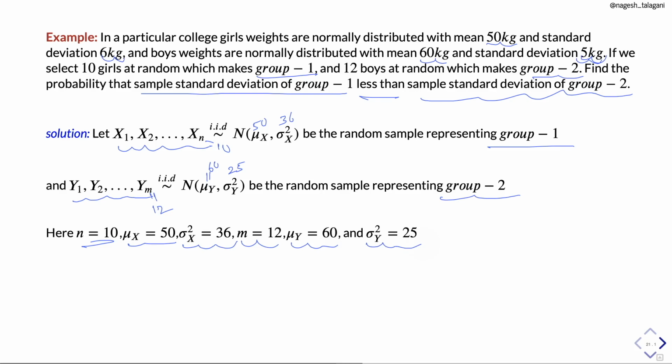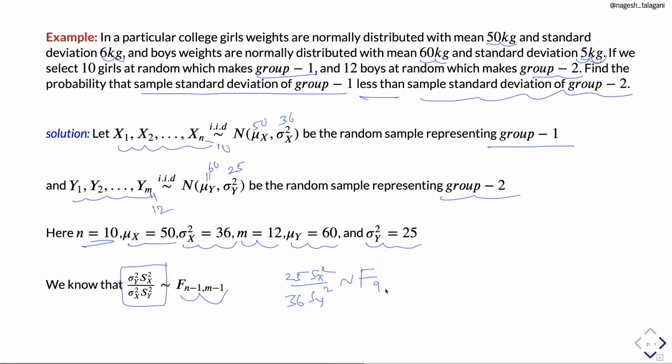Okay, fine. We know that sigma y square times sx square divided by sigma x square times sy square follows the F distribution with n minus 1 and m minus 1 degrees of freedom. Here sx square denotes the sample variance of group 1, sy square denotes the sample variance of group 2. So in this case, sigma y square is 25, so 25 sx square by 36 sy square follows the F distribution with 9 and 11 degrees of freedom, because here n equals 10, m equals 12.